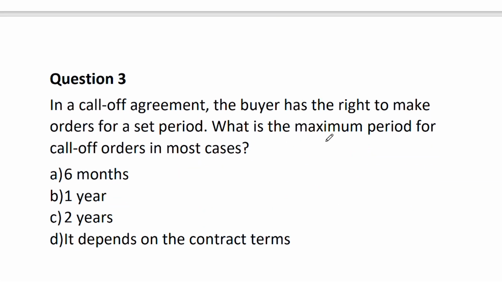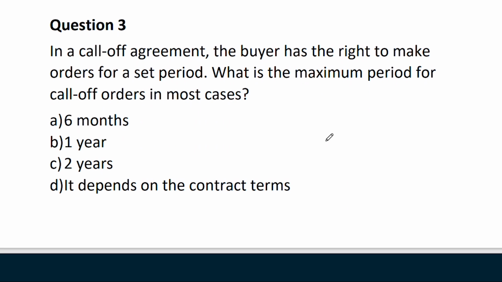Okay. Now, in a call-off agreement, the buyer has the right to make orders for a set period. What is the maximum period for call-off orders in most cases? 6 months, 1 year, 2 years. The truth is it will just depend on the contract terms, or specifically it will depend on the framework arrangement that you have in place. So the thing is, with call-off contracts, we know that, right?